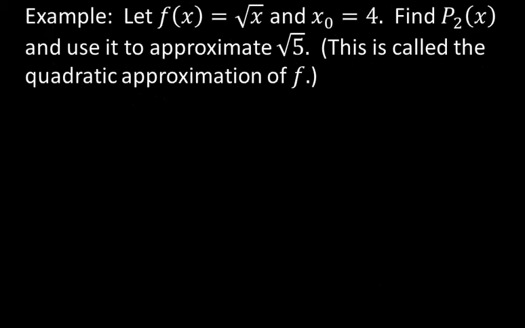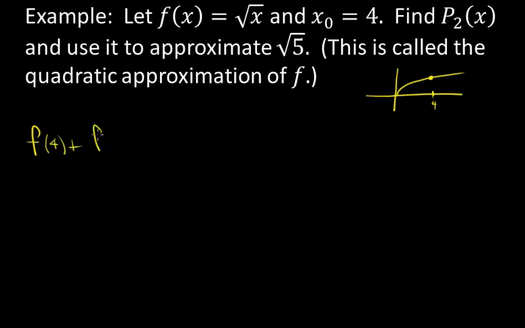You've done plenty of examples like this in lab, but let's do one by hand just to make sure you understand Taylor polynomials. f of x is the square root of x, and x naught is equal to 4. So what we're going to do here, we know this is the square root of x, and let's say this is 4. We're going to find the P2, the quadratic approximation of this function, and see how good of a job it does at approximating the function at x equals the square root of 5.